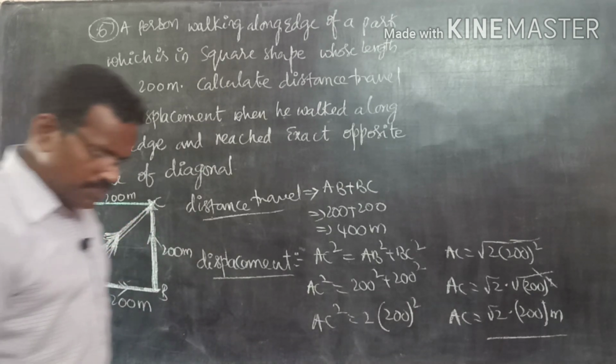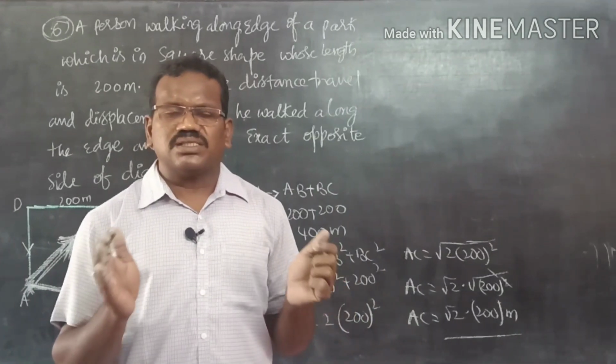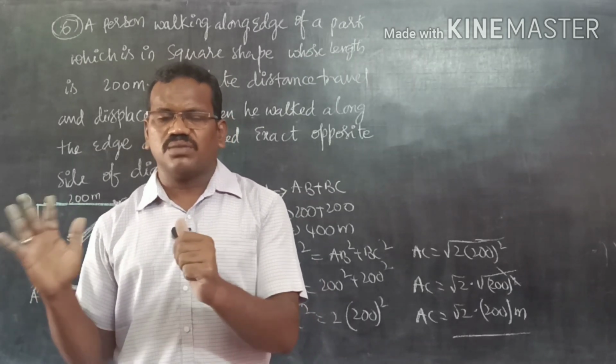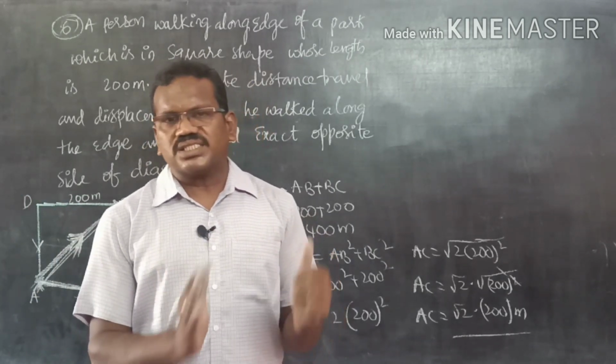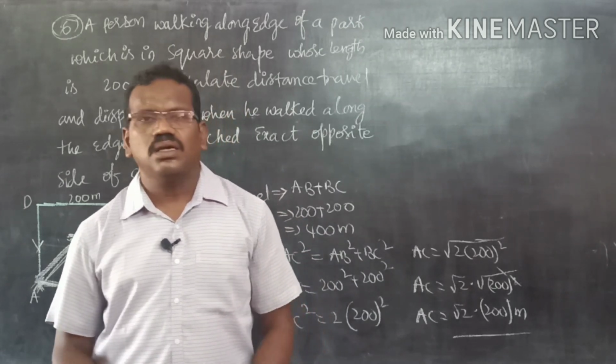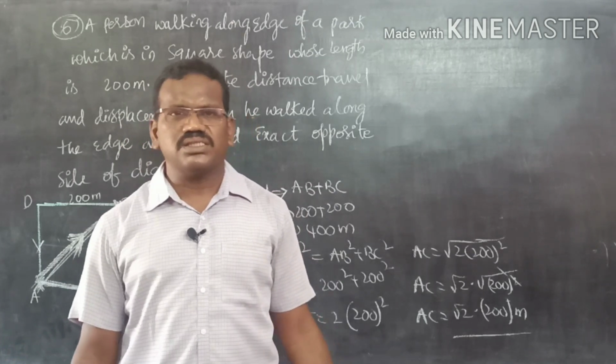From all these problems, what we can understand is that displacement sometimes becomes 0, but the distance traveled should not become 0. The shortest path taken by the body during its journey is called displacement. The longest path taken by the body during its journey is called distance traveled.